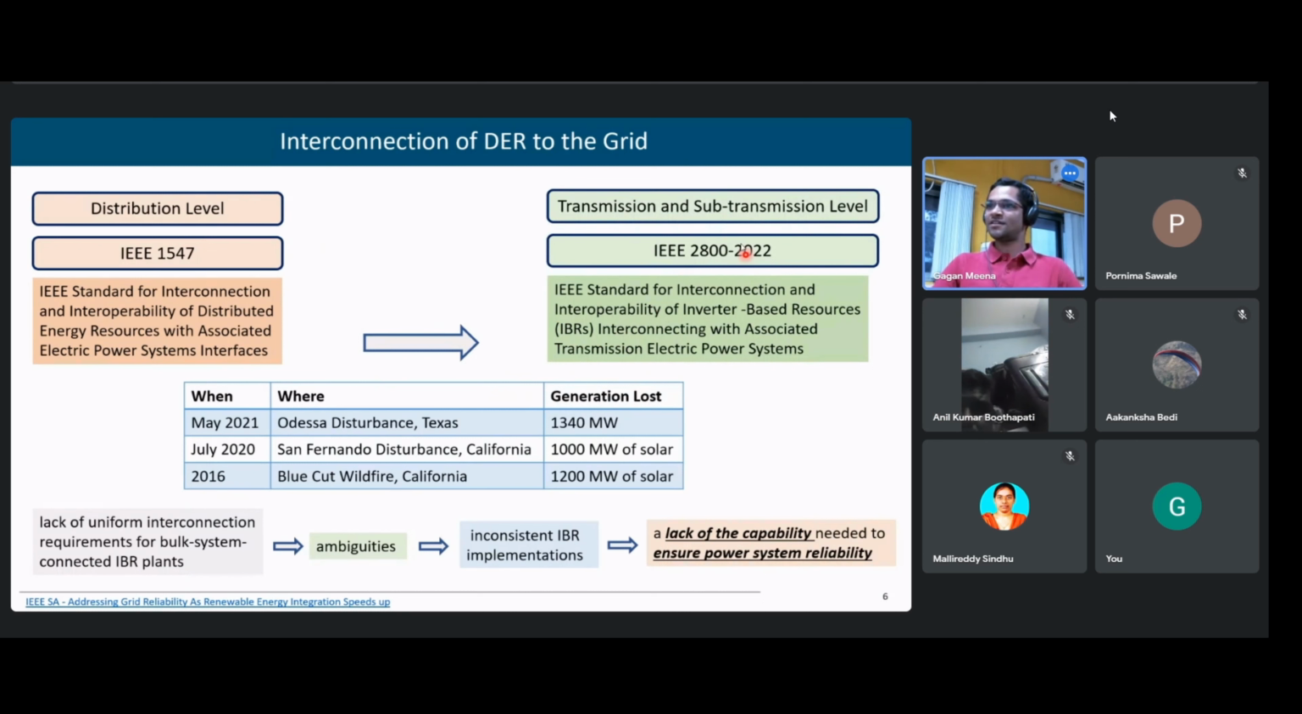As a result, recently in 2022, the IEEE 2800 standard has been released for transmission and subtransmission level. It is a standard for interconnection and interoperability of inverter-based resources interconnecting with the associated transmission electric power system. So this is an update to IEEE 1547. Now in India, we have also come up with new grid codes based upon this IEEE 2800 standard. Now all the new solar and wind plants have to follow those guidelines.